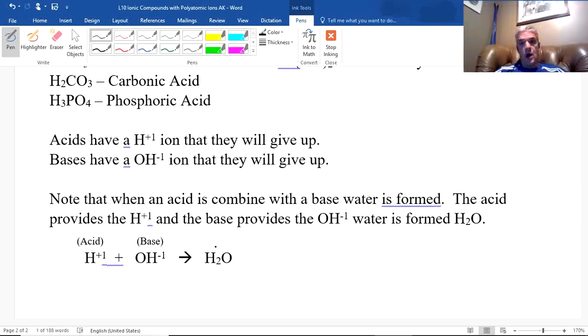And water is really important. Nothing could live without water. It's one of the things they look for on other planets to determine if there's life, because they know that there'll be no life without water.